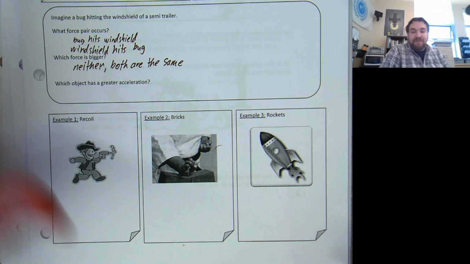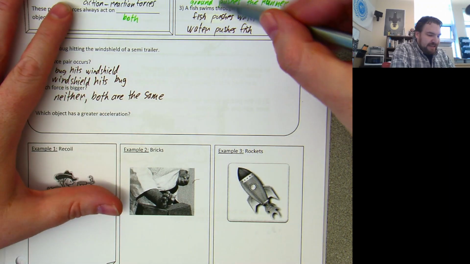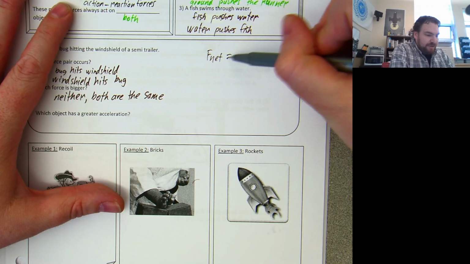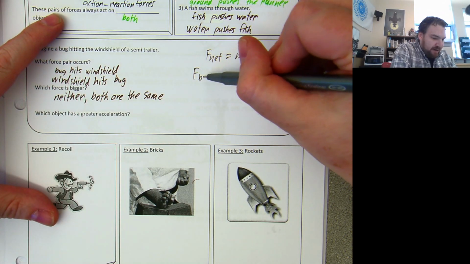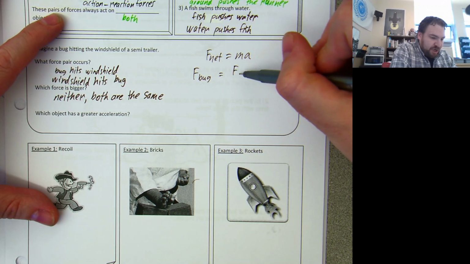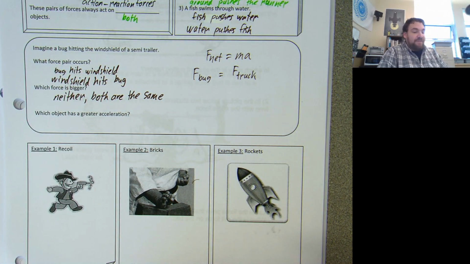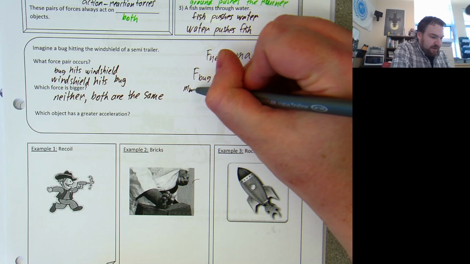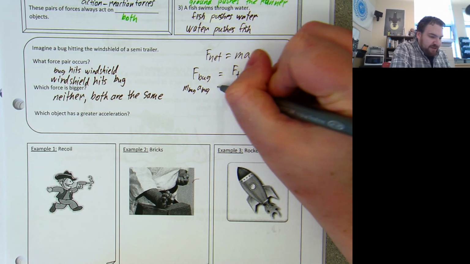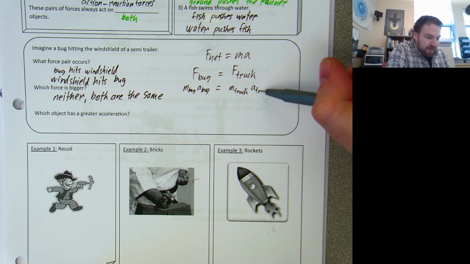So let's look at what happens here. If they're both equal, let's set up F net equals MA for both. Let's say that the force on the bug is going to equal the force on the truck. And if you want, I can do the moose on the board just for you quickly afterwards. Well, if F equals MA, then this is going to be the mass of the bug times the acceleration of the bug, and that's going to equal the mass of the truck times the acceleration of the truck.